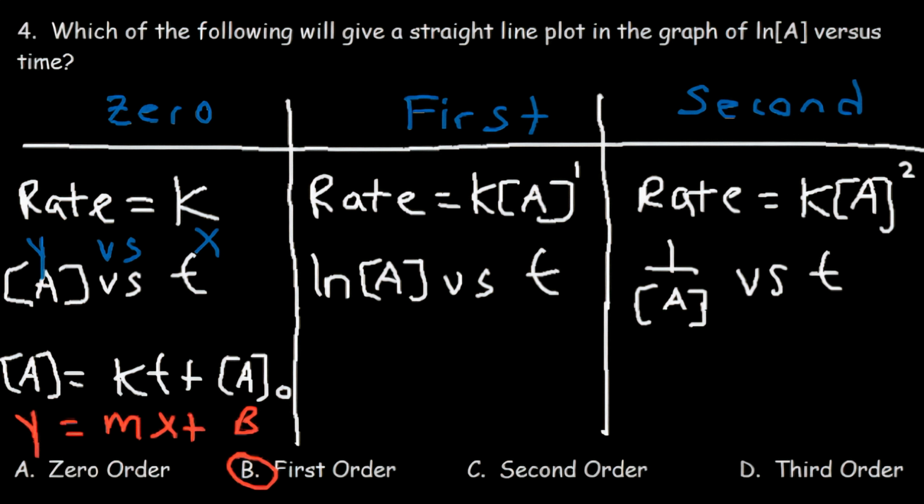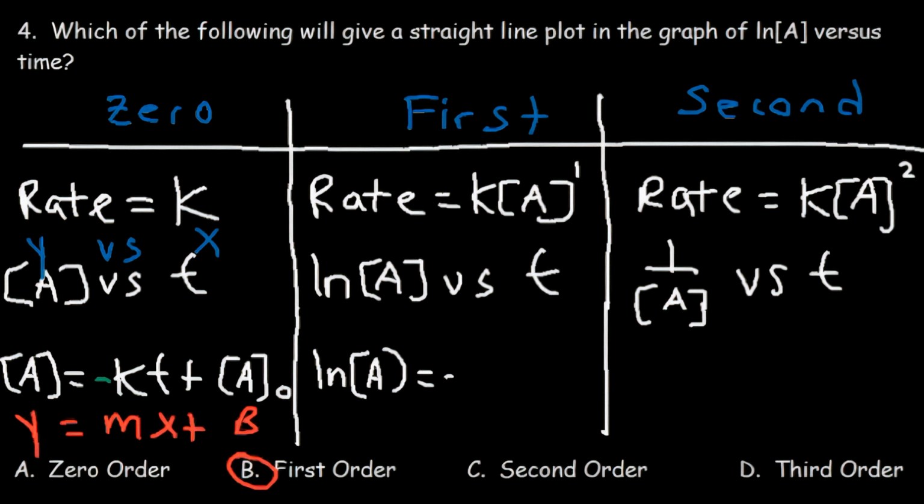on the y-axis. The slope is equal to positive k, and the y-intercept is A initial. B is the y-intercept for any straight line equation. But for a zero order reaction, the y-intercept is the initial concentration of A. Now, for a first order equation, it looks very similar, but it involves the use of natural logs. So the natural log of A is equal to, oh, by the way, this should be negative KT. I forgot the negative sign. The slope is equal to negative K.